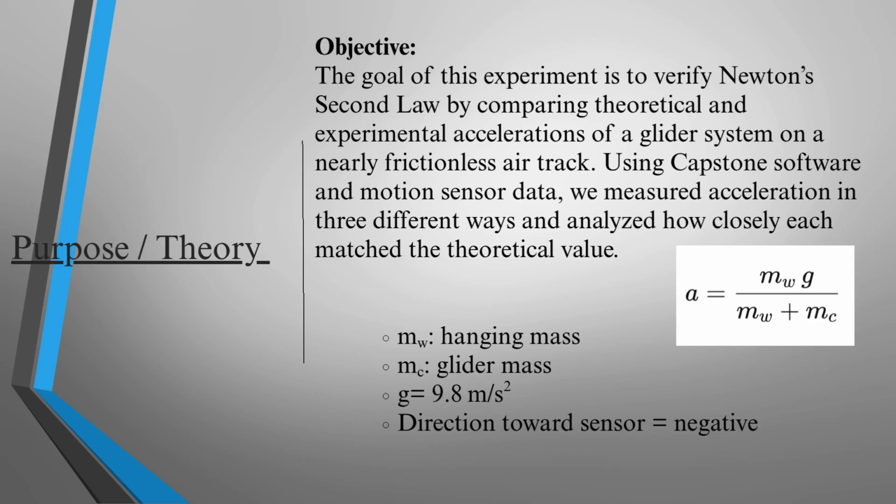Hello, everybody. This is John here. I'm going to basically talk about the purpose and the theory, and also what the objective is during this lab. So the goal of the experiment was to verify Newton's second law. The way we did this was by comparing theoretical and experimental data of acceleration on a glider system, which is basically a frictionless air track that Julian will go over and describe in the next portion.